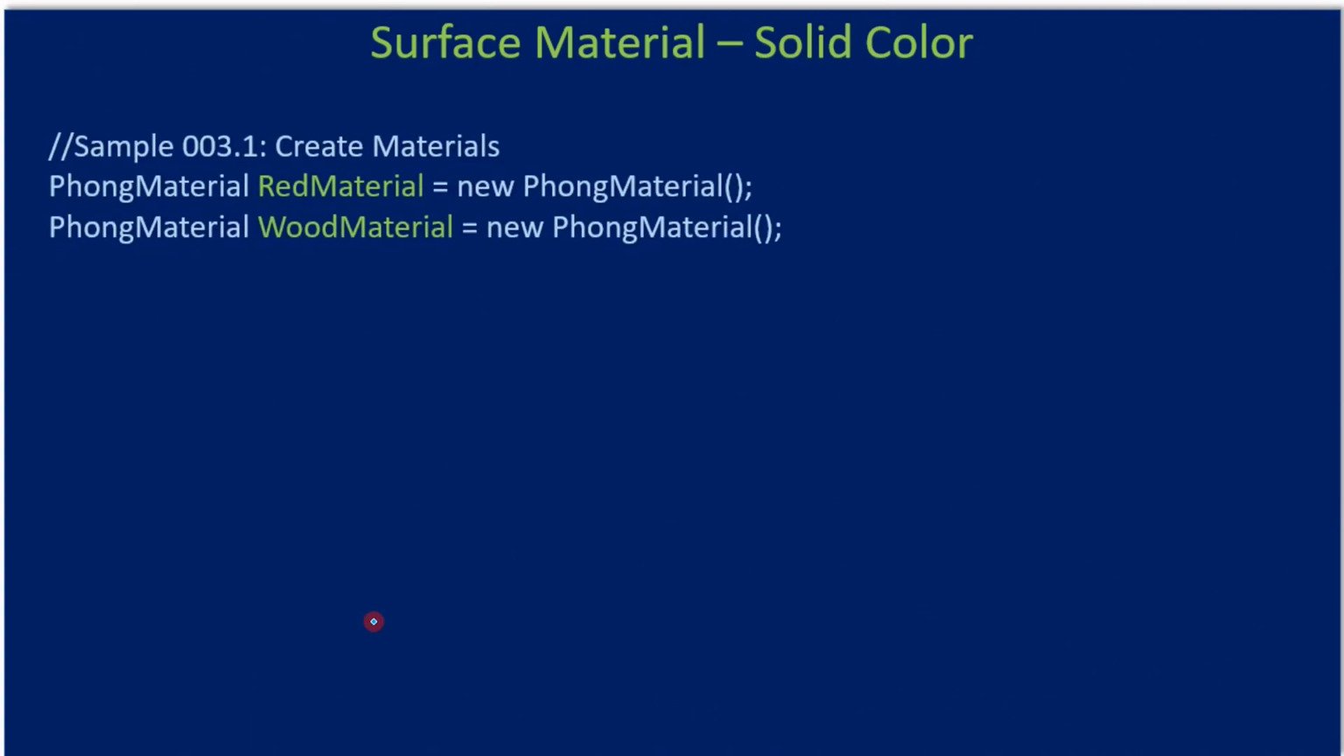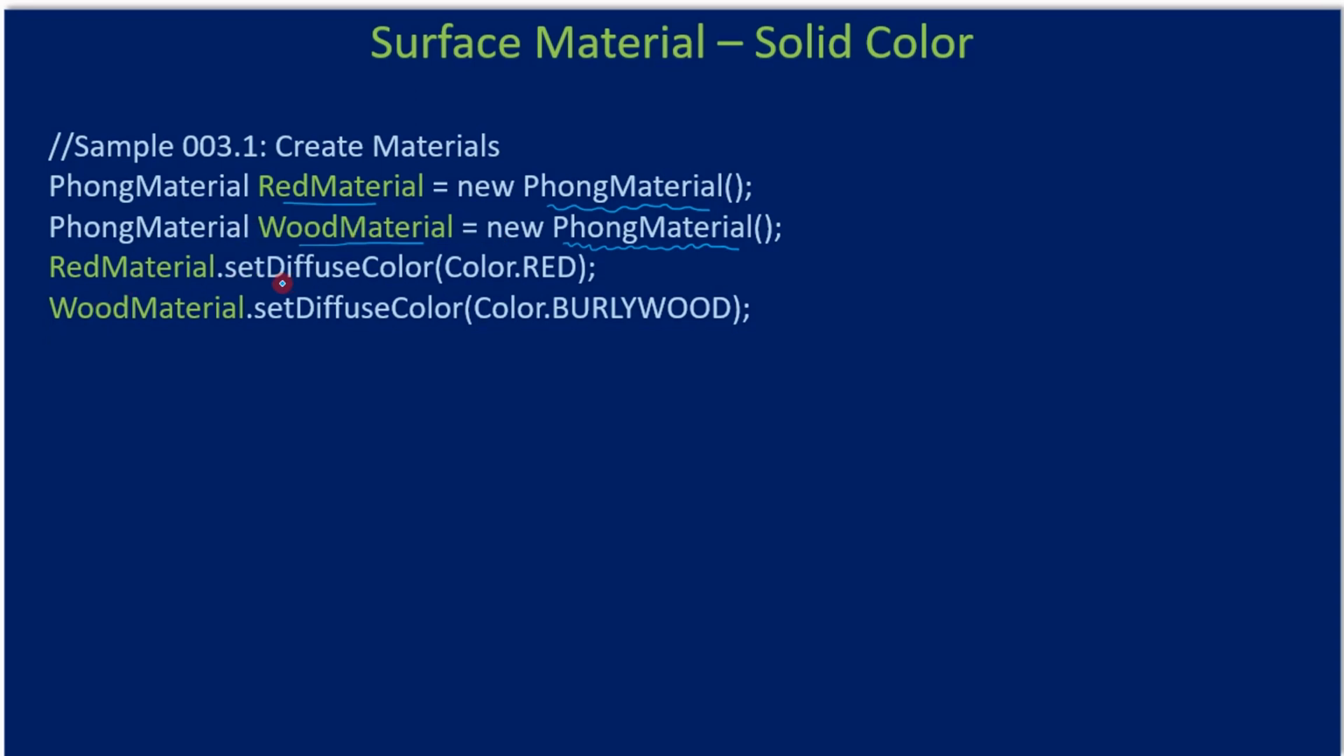In the last video, we created two 3D shapes, right? One is a box and another one is a cylinder. We will use those two 3D shapes, and we will explore how to apply a solid color material to the objects. Here we are creating a PhongMaterial, and we are naming that red material. Then here we are naming it wood material. The instance we are using is PhongMaterial from the JavaFX package.